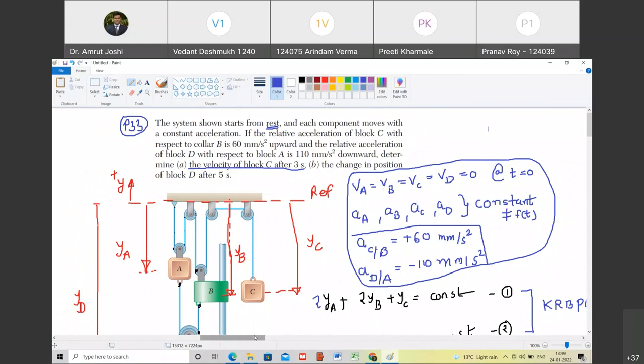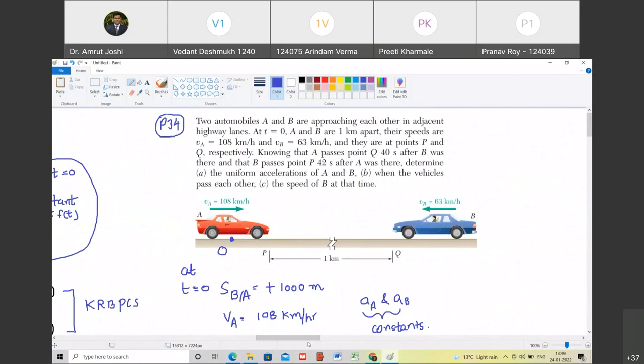Yes, sir. Okay. Now we are going to solve problems based on pure relative motion. There is no dependent motion. These two cars are independent to move, but we are solving the problem based on relative motion. So can you read this problem statement for me? Yes, sir. Two automobiles A and B are approaching each other in adjacent highway lanes. At t equal to 0, A and B are 1 kilometer apart. Their speeds are VA equal to 108 kilometer per hour and VB equal to 63 kilometer per hour.